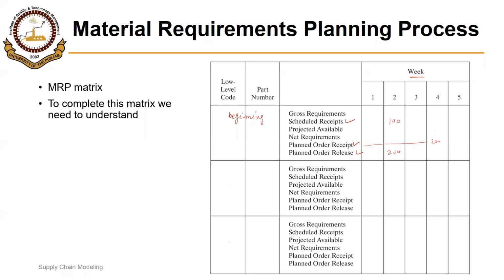Similarly, the projected available is at the end of the period, similar to MPS. If I have a projected available of 50 here, that is the ending inventory that I will have at the end of period 2. So receipts and planned order release are at the start of the period, and projected available is at the end of the period. These 50 are the ending inventory for week 2 or the starting inventory for week 3.